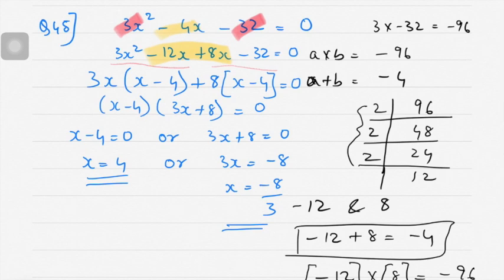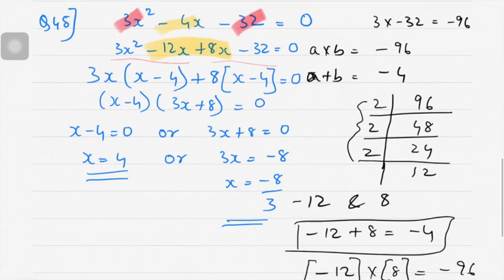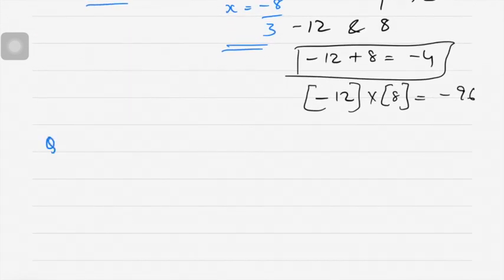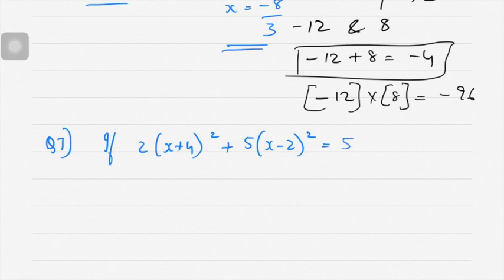I am also trying to search that question. In the equation part, the first lecture, I don't remember which lecture it is, the equation part. Okay, I'll write the question for you all. Question number 7 which you have solved. If 2 into (x plus 4) the whole square plus 5 into (x minus 2) the whole square is equal to 5 into (8x plus 2) plus 30. Find the value of x.